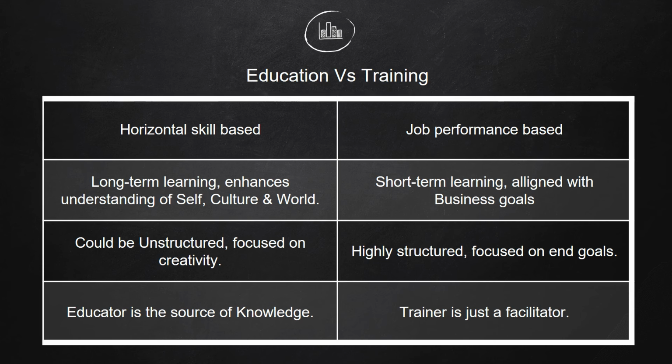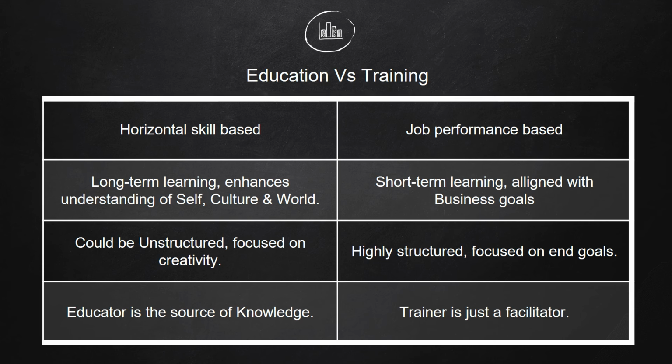Education is a lifelong learning experience, while training is just required to do a job at hand. Education is more about understanding of self, culture, and the world. But training, on the other hand, is short-term learning. It's aligned to the business goal, so it could change frequently.